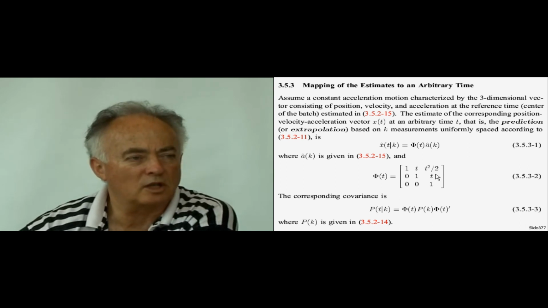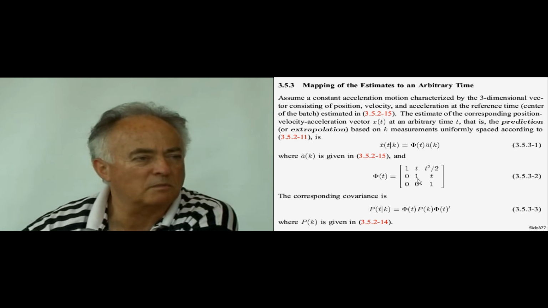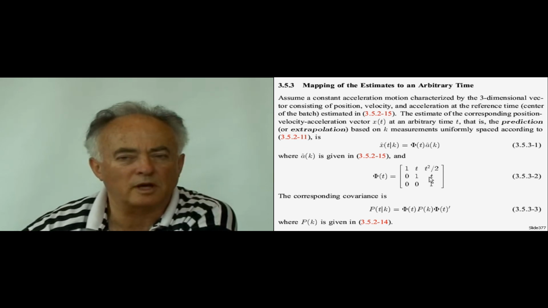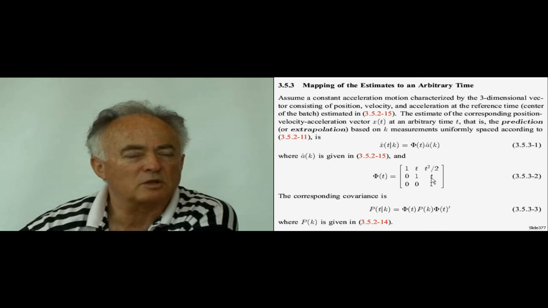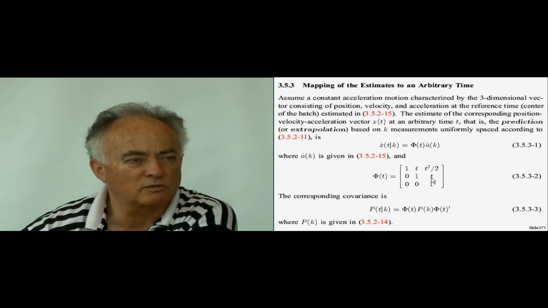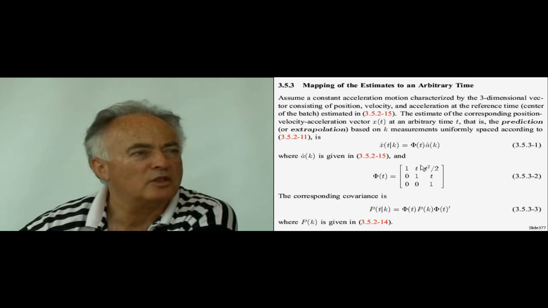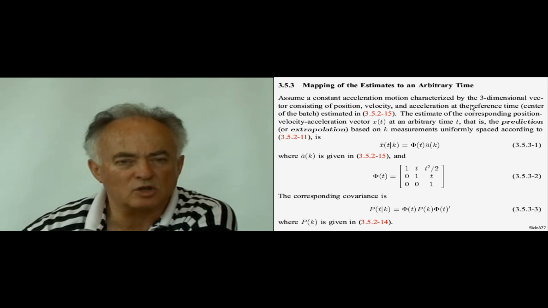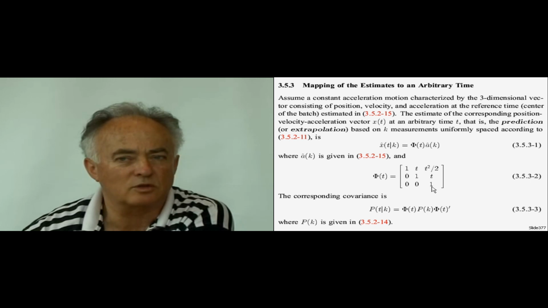The velocity at an arbitrary point in time is the estimated velocity at the center of the batch plus t multiplying the estimate of the acceleration at the center of the batch. And because this is a constant acceleration model that we are using, the acceleration at any time is the same as the acceleration at the center of the batch.